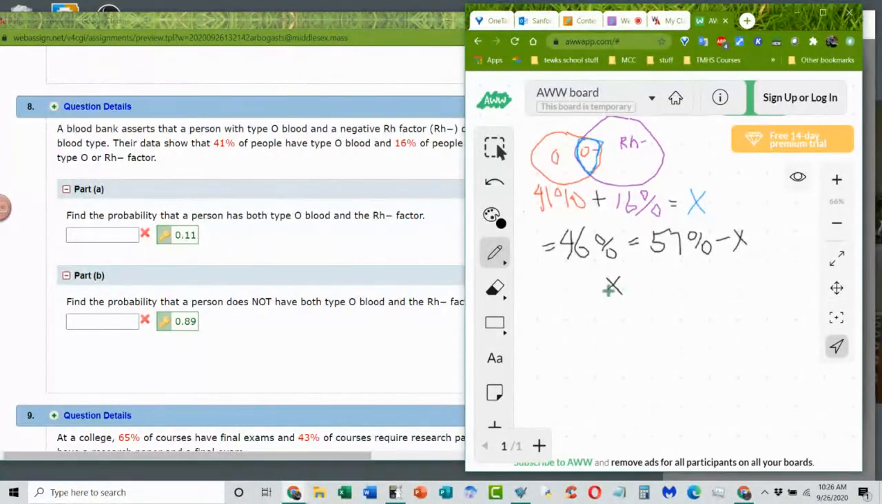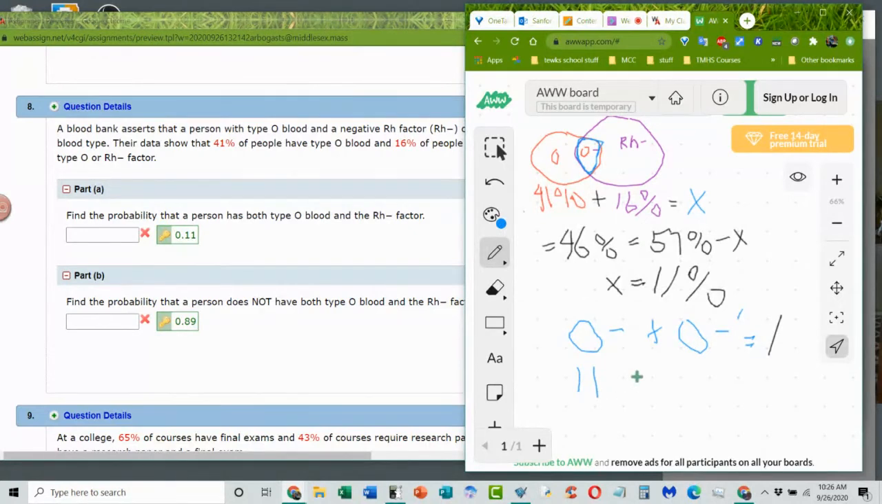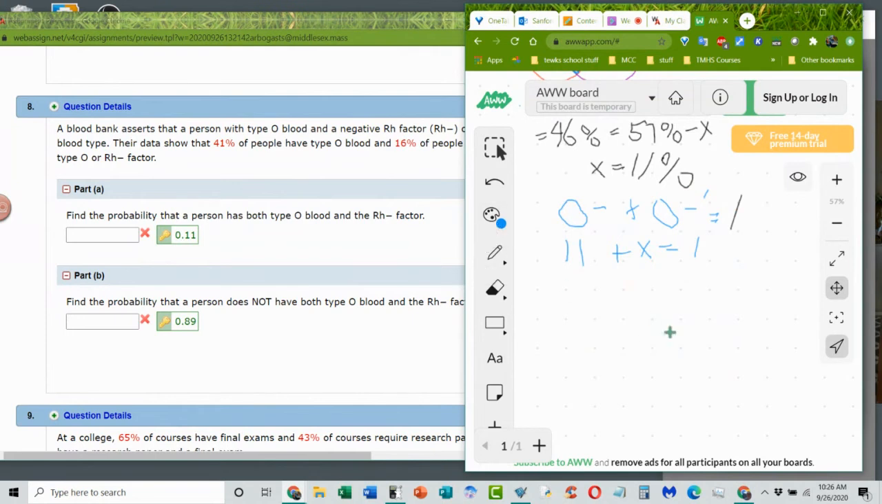So X is equal to 11%. All right. So that's O negative. So O negative plus not O negative has to equal 1. And so if this is 11 plus X equals 1, again, we solve for X. Subtract 11 from both sides. No, this is 11%, sorry.